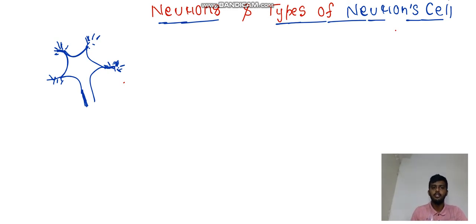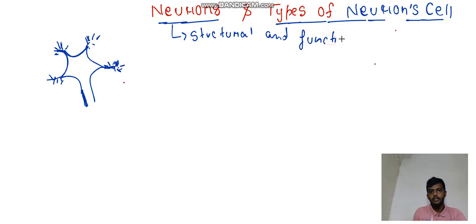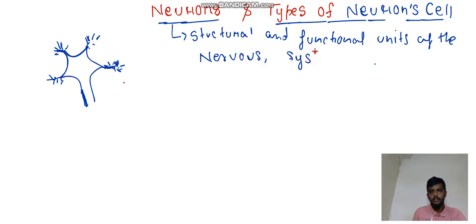So what are neurons? Neurons are the structural and functional units of the nervous system. So it is the structural and the functional unit of the nervous system. Here we are going to see the structure of a single neuron.